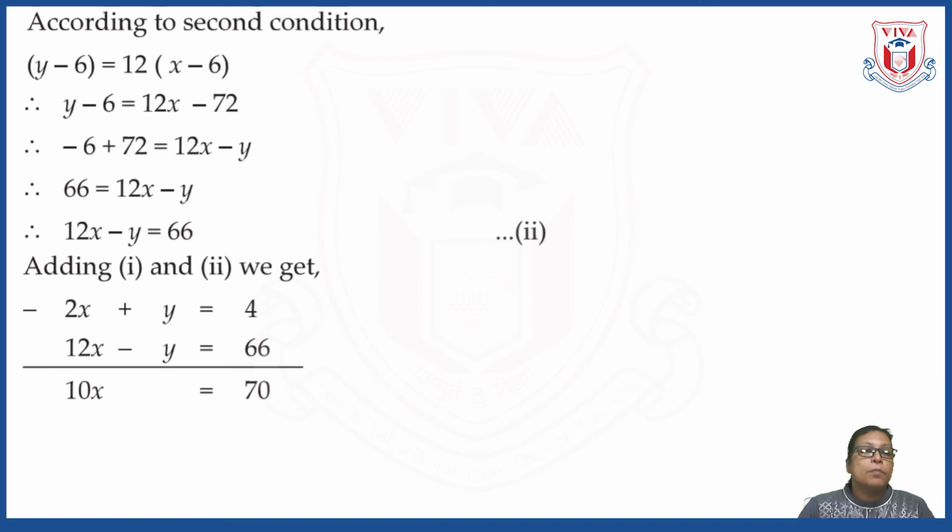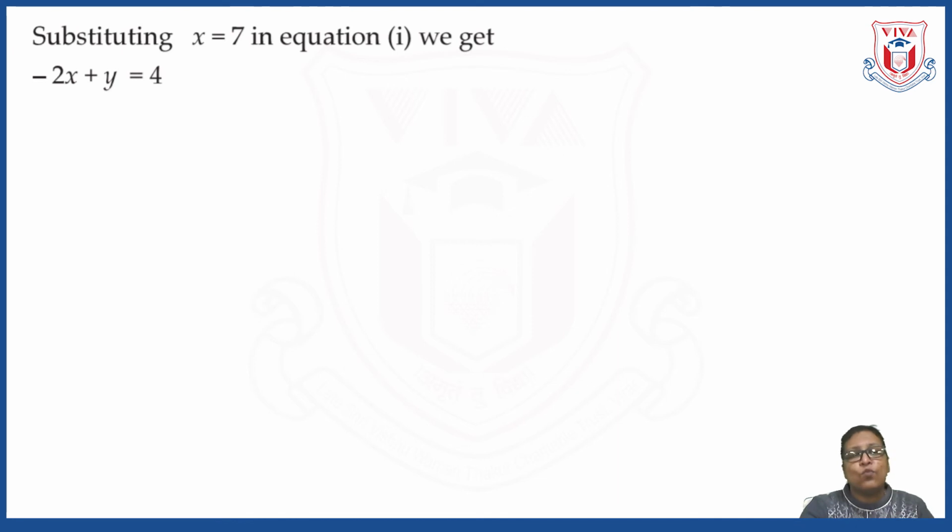And here minus 2x plus 12x is going to give you 10x. So we got 10x is equal to 70. 66 plus 4 is 70. And from that we will get x is equal to 70 divided by 10, that is x is equal to 7. Okay. Now put this value in any one equation. As I have said, you can put in equation 1, you can put in equation 2. So anywhere you have to put. So let us put this value of x in equation 1.